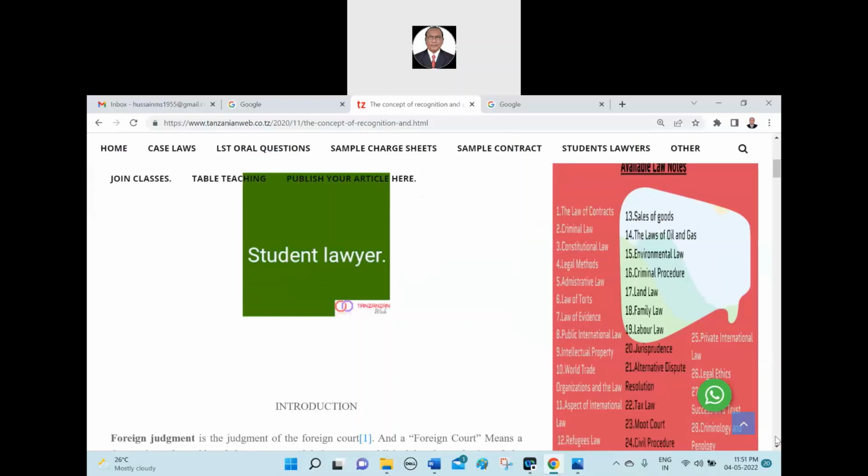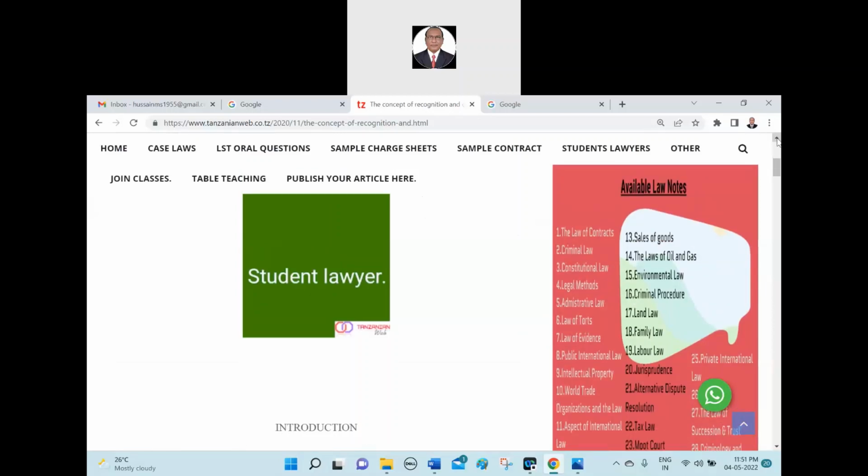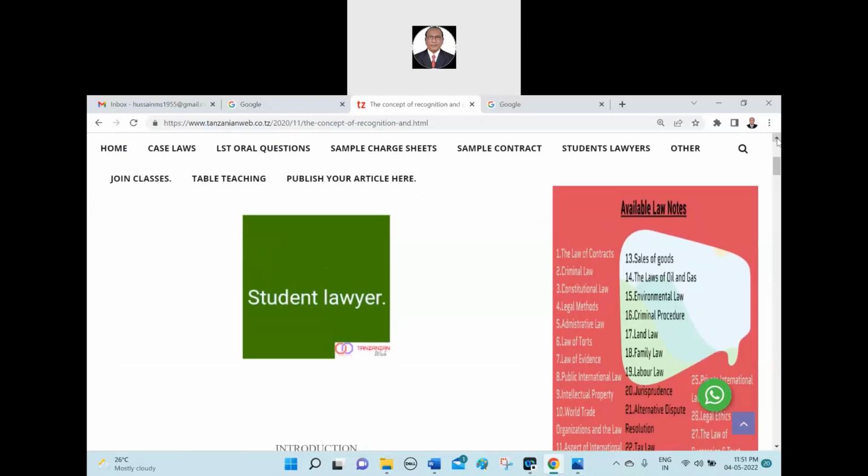So, when you see the introduction, what is a foreign judgment? Anyone? What is meant by foreign judgment? It is the judgment of a foreign court. It is a judgment given or declared by the foreign court. What is the foreign law?